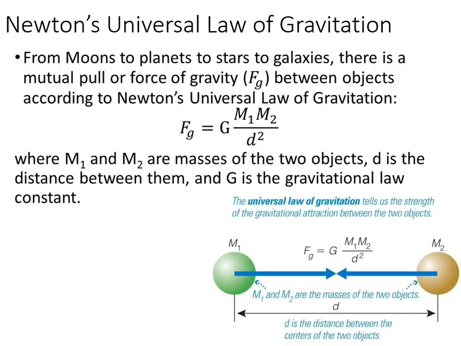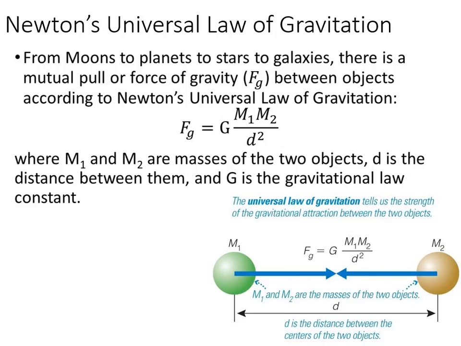The force of gravity is equal to capital G, which is a constant. There are a lot of constants in the universe. That's just something you would look up in a table. And in the numerator is the mass of the two objects multiplied by each other. So here we have a green object and a gold object, both with masses. Notice that as we increase either one of the masses, the force of gravity increases too.